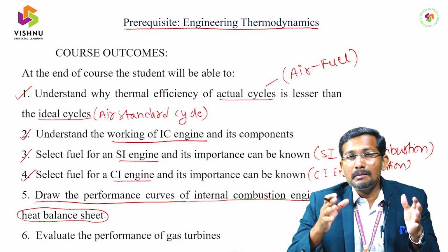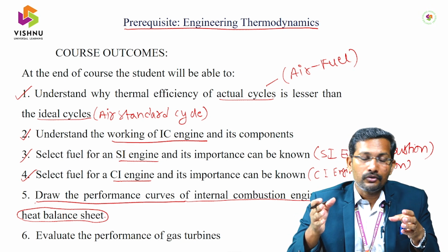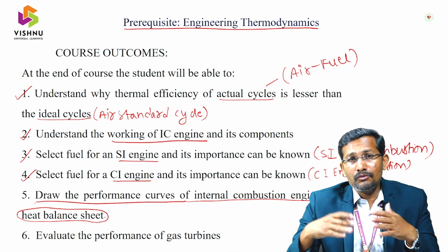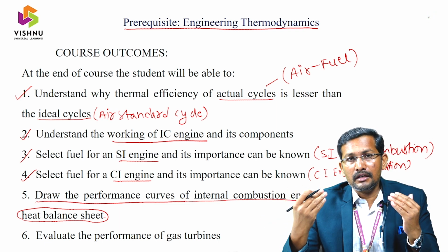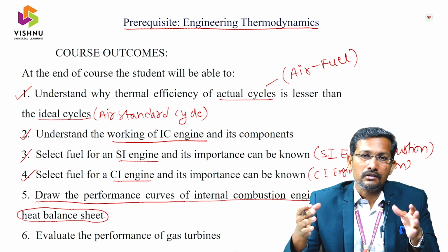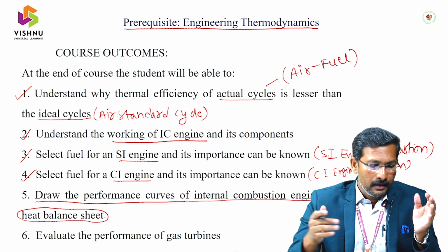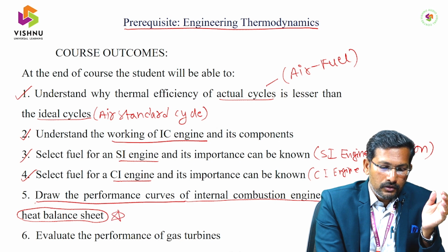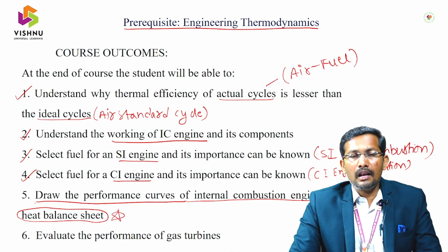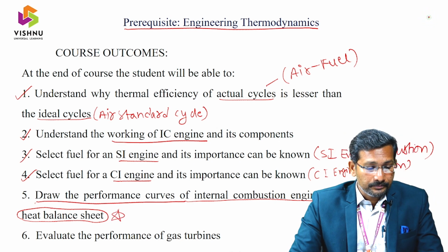Now we have to make it balance: how much fuel we are giving to the engine, how much is converted into useful work like brake power, and how much is converted into waste energy like heat losses and frictional losses. Everything we need to count under this heat balance sheet. This is the most important concept to understand the losses and the efficiency of the heat engine.